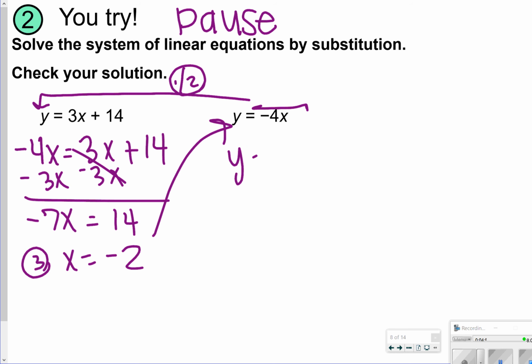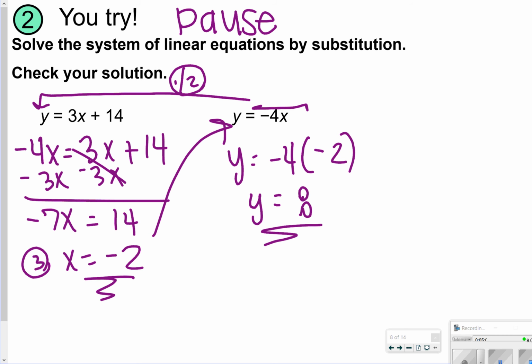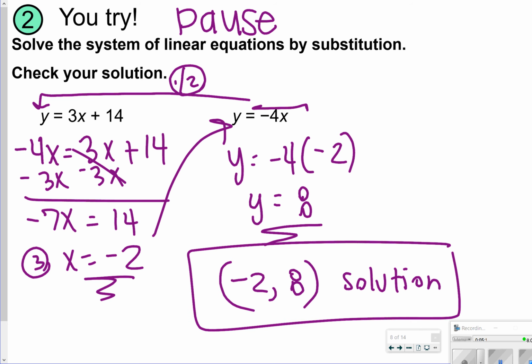So y is equal to negative 4, parentheses, whatever x was, which was negative 2, so y is equal to 8. So if x is equal to negative 2 and y is equal to 8, my solution is negative 2, 8. And then just put that in ordered pair form. Okay?